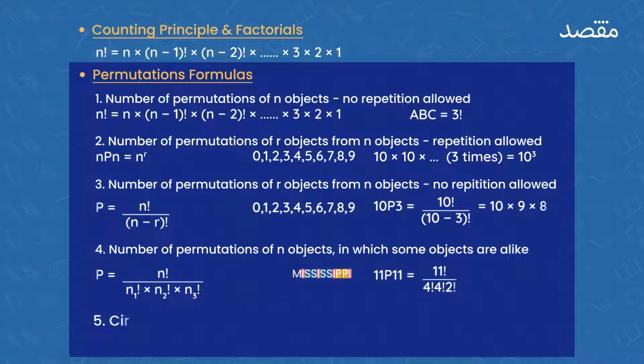Finally, we understood that circular arrangements have one less number of factorial due to the fact that there is no start or end point, as we saw in the table example.